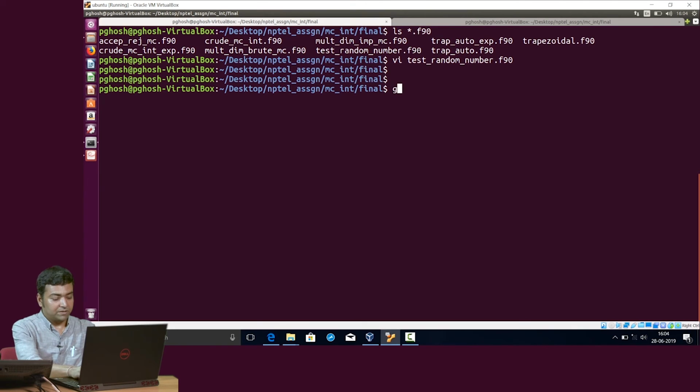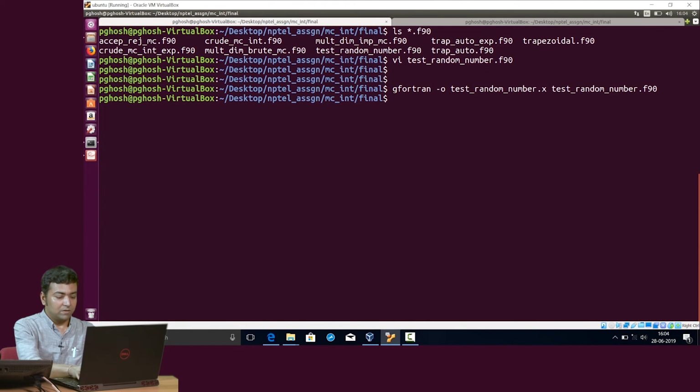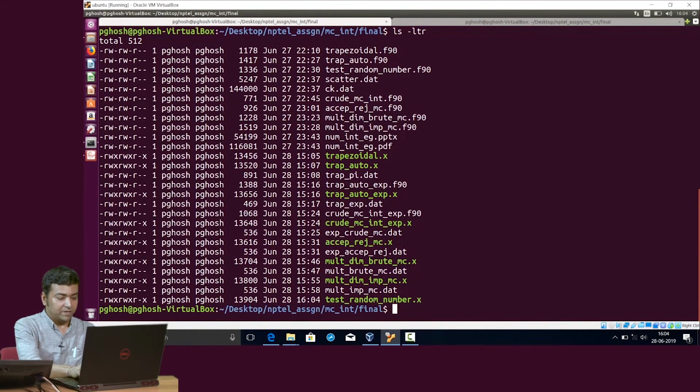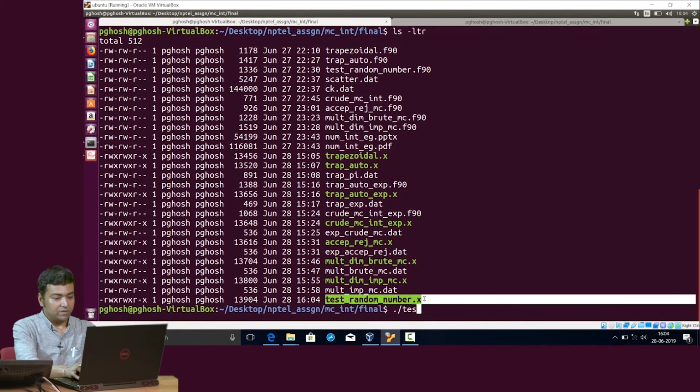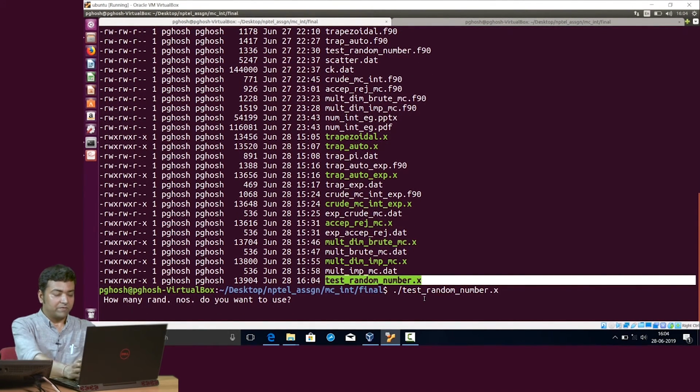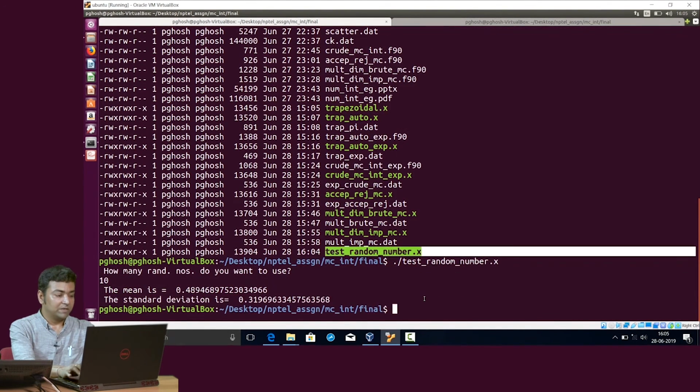So, let us compile this. It is done, and if you do ls minus ltr, we have this executable to run. So, we run this. Let us start with a very small set of random numbers, say 10. We know that the average value of a uniform distribution is 0.5 and the standard deviation sigma is 0.2886. So, let us see what values we got.